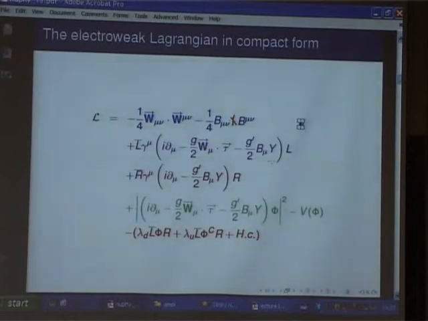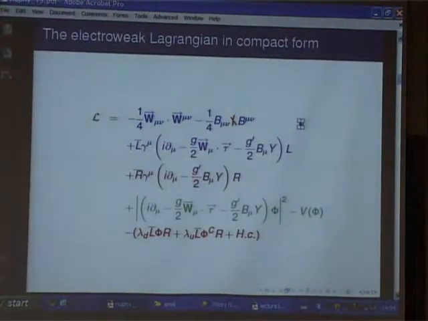All these terms give the interaction. For example, if you look at this L bar gamma mu D mu L kind of term, this will correspond to an interaction. So let's write this down. R bar gamma mu, g prime by 2, B mu Y, R. Let's see what it is. So the interaction term: R bar, then gamma mu, then minus g prime by 2, B mu Y, R.